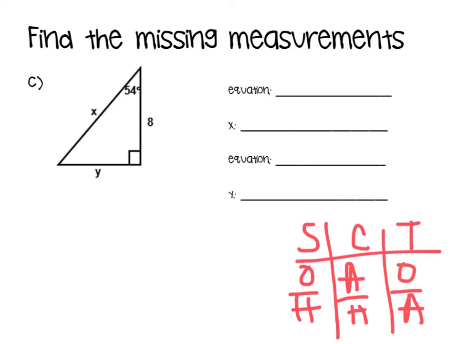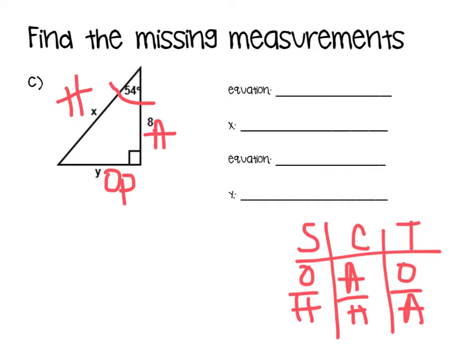Part C says find the missing measurements. If you notice here, we have two different measurements we're looking for. We're looking for x and we're looking for y. But we only have one angle, so we don't have to pick. We just work with what we're given. So based on that angle of 54, the x value is our hypotenuse, the y value is our opposite, and 8 is our adjacent. So let's start by finding the x value.